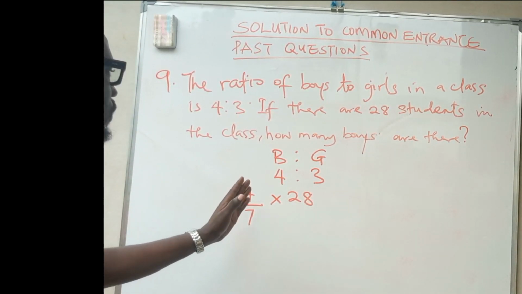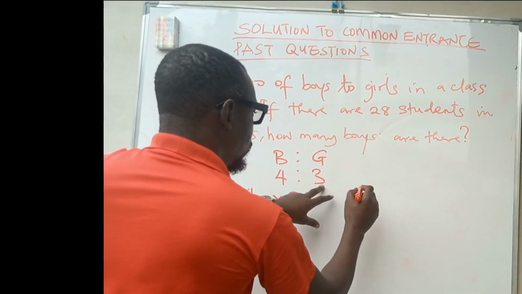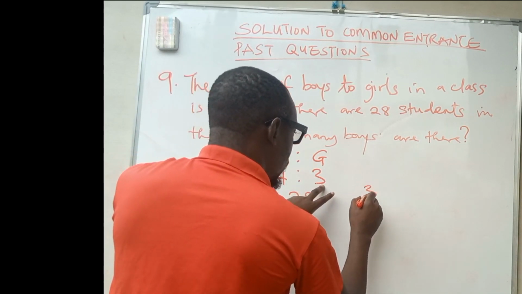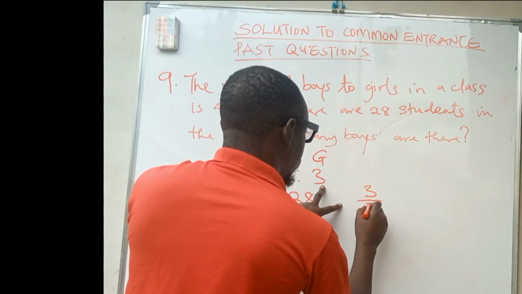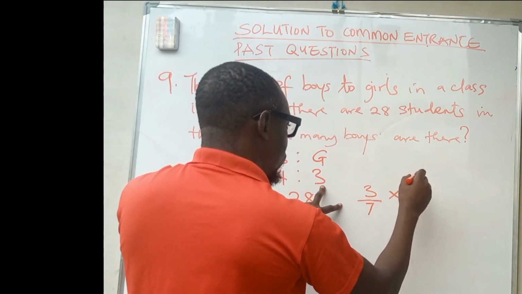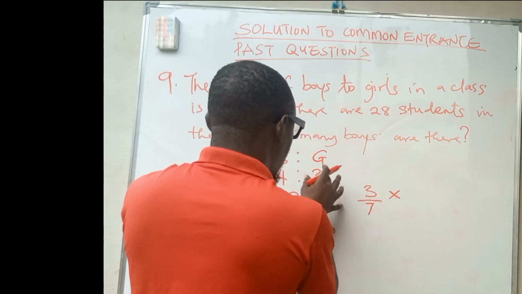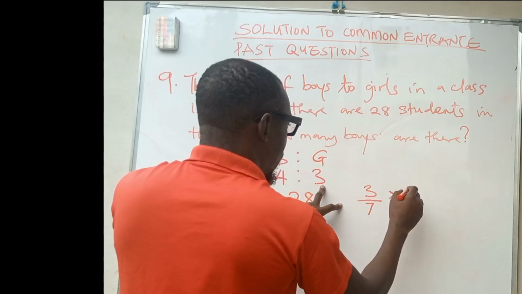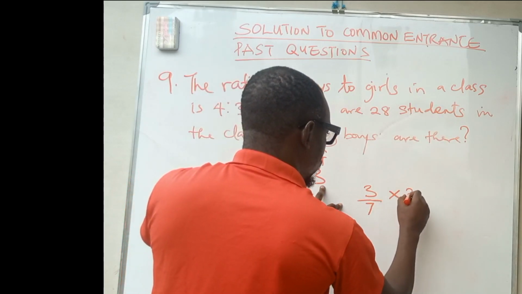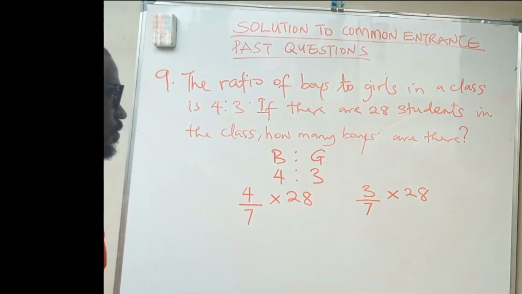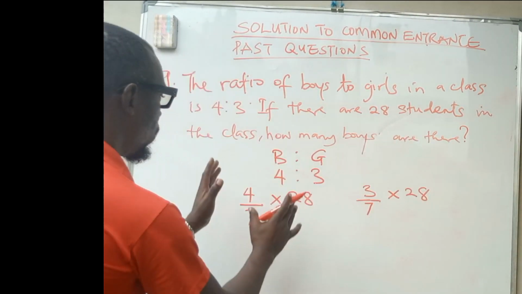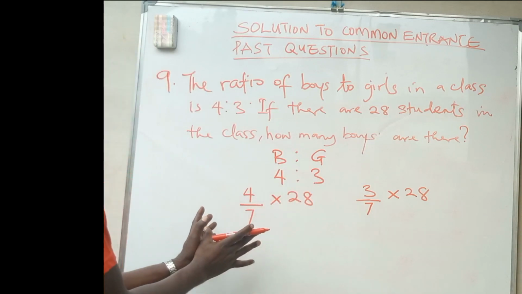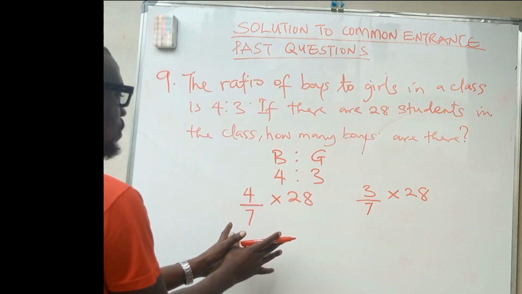That is for boys. But if it is girls you want to get, you say, because girls ratio is 3 over the total number, which is 7, multiplied by the total number of the students. This is for girls. But the question says, how many boys are there? So we are going to focus our energy on this.